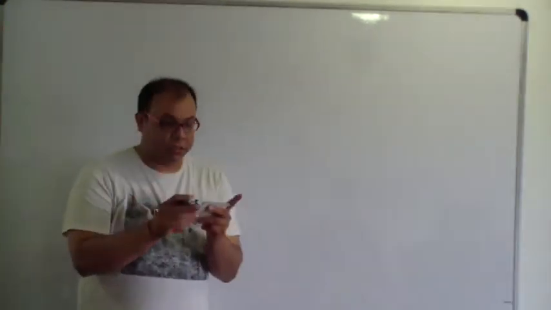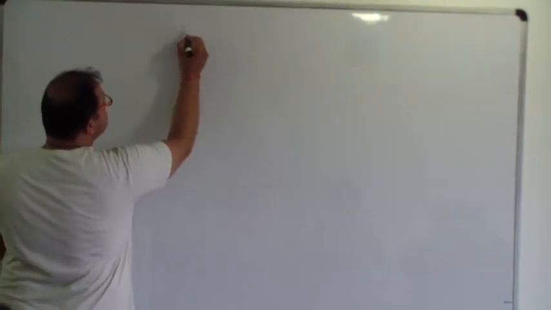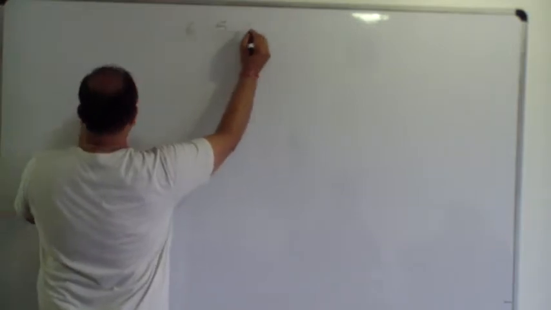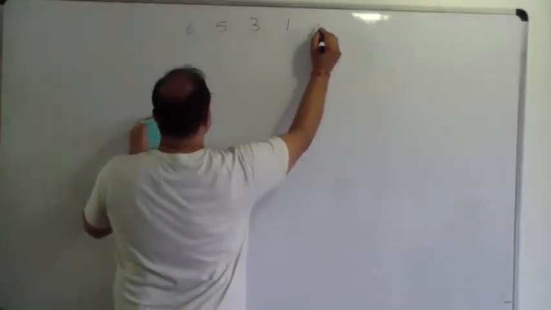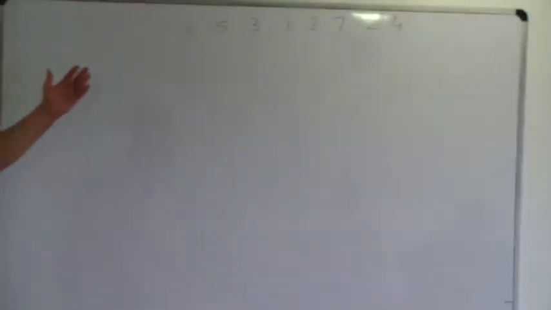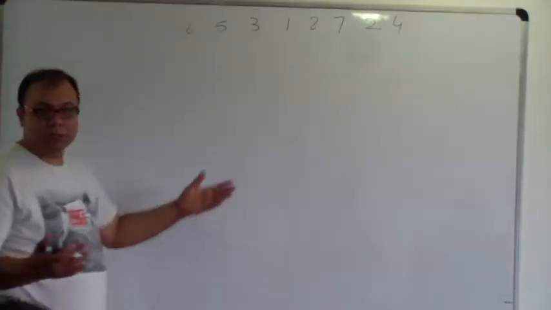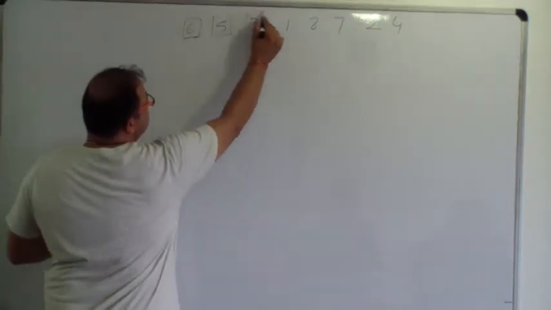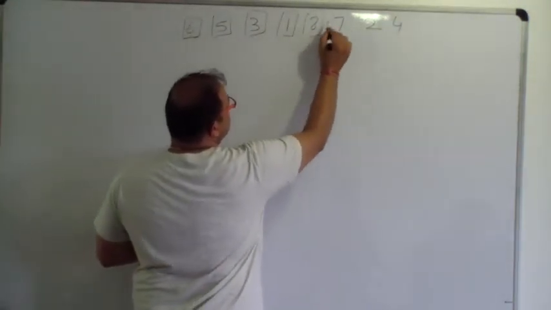So merge sort. We haven't done searching and sorting yet, but let's say 6, 5, 3, 1, 8, 7, 2, 4. This is a list and we have to sort it. So how does merge sort happen? Basically you break everything into individual components.